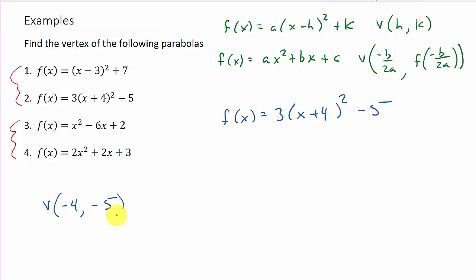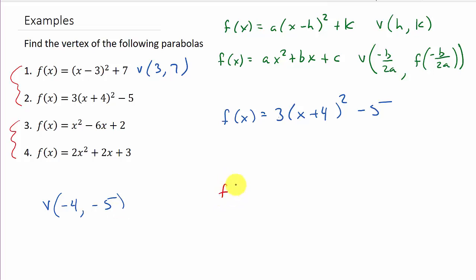Basically, what you do is the h is going to be the sign opposite of what you see here. So if you see a plus here, it's going to be a negative. Just like up here, remember this vertex was (3, 7). See, this is a minus 3, it's the opposite sign. And then remember the k is going to have the same sign. So you can see this is plus 7, this was a plus. See how this is minus 5? It was minus 5. Now, let me show you how that works.